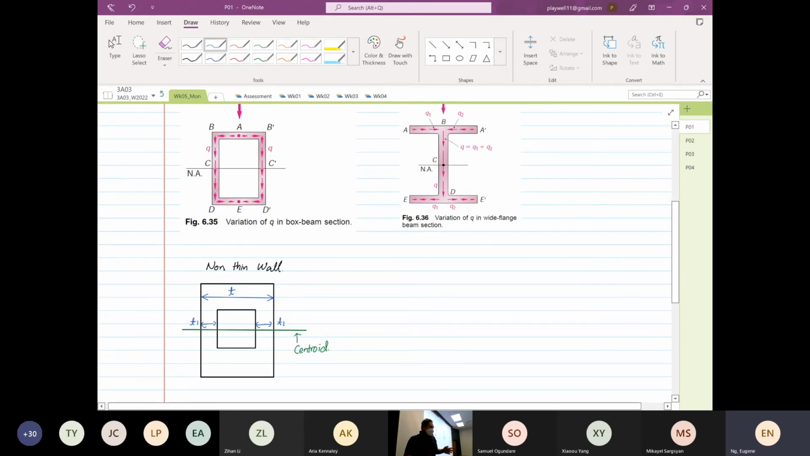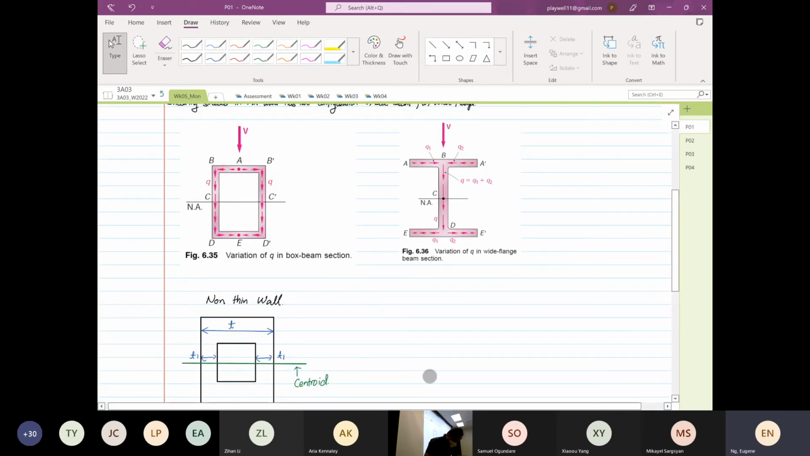Right, so that is for non-thin wall. Now let's look at thin wall. For thin wall, the difference is the thickness. There are two things that are different. So one is Q, what you see, those small pink arrows, they are your shear flow. So these are all your shear flow, all your Q.